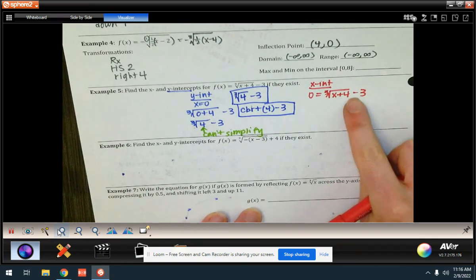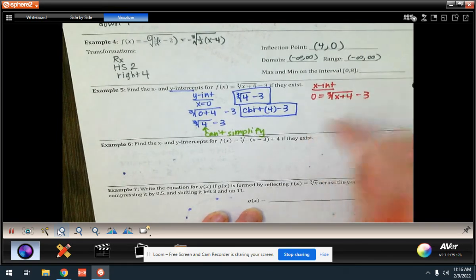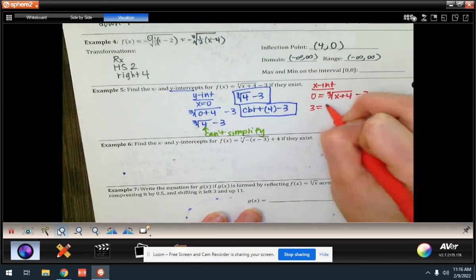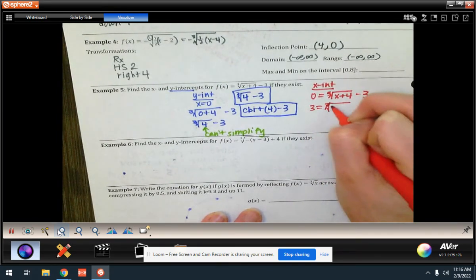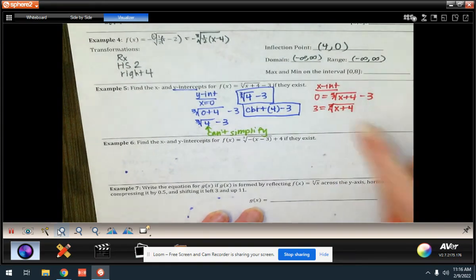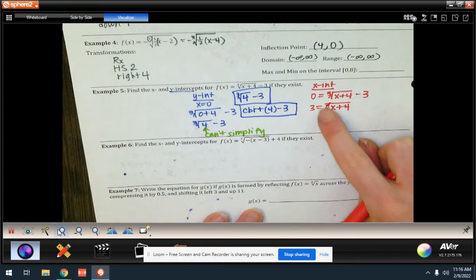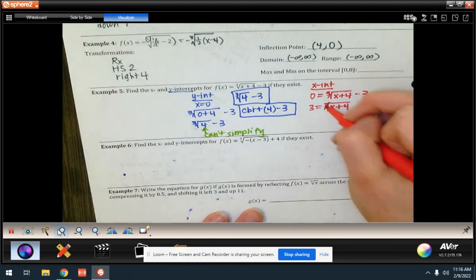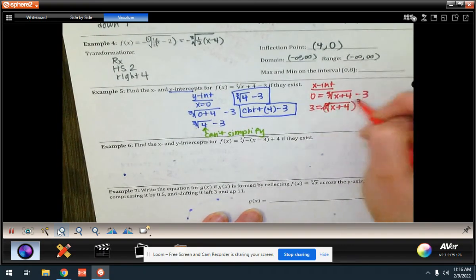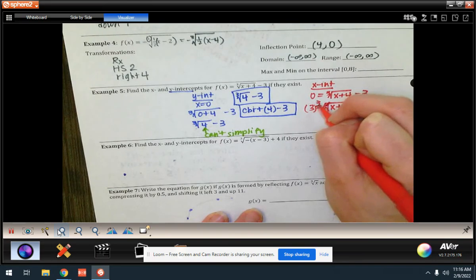Okay, this minus 3 is outside the radical. We have to take care of that first by adding it. Now don't break this 4 out of prison. We're ready to take care of the cube root by cubing both sides. And this one's nice.